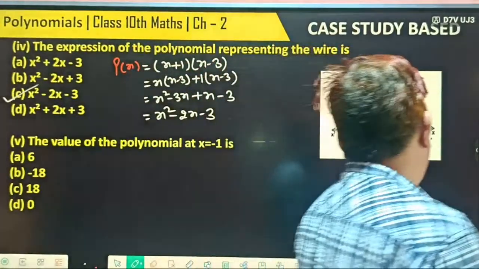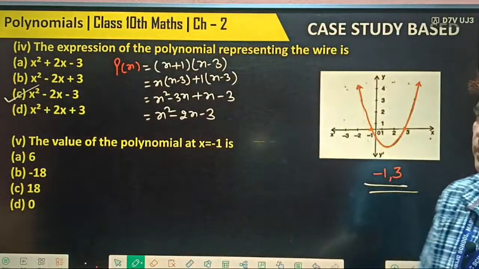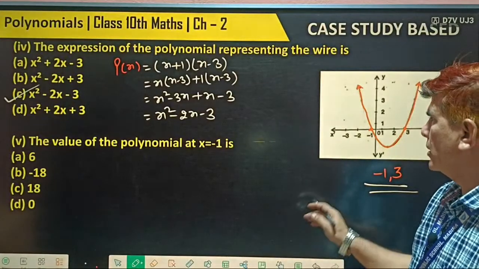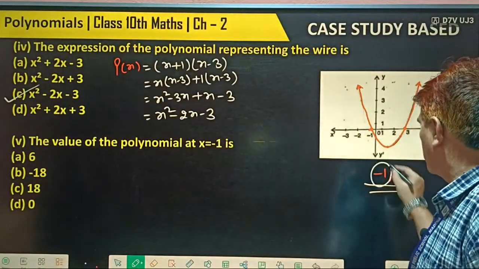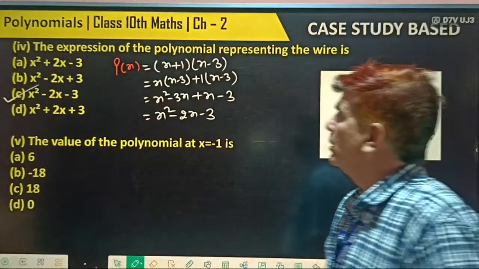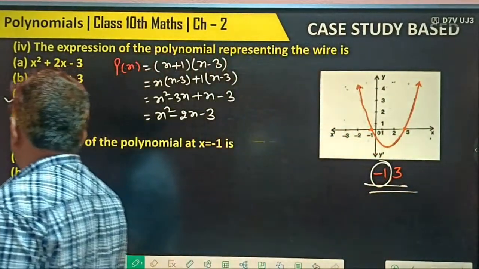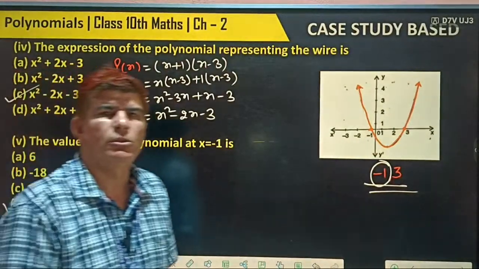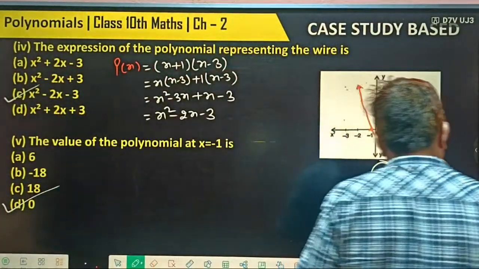And next one need not be told. The value of the polynomial at x equal to -1: since -1 is a zero of this polynomial, definitely this is equal to 0. Got it? Easy one.